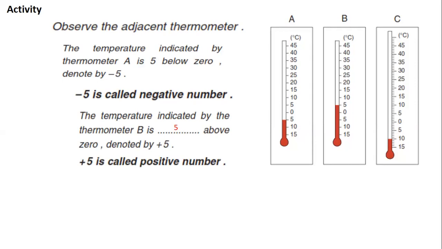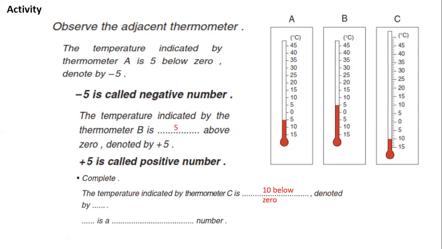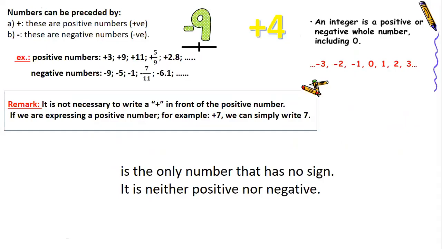Now let's look at thermometer C. In thermometer C, I want to ask Leia Dayekh. Yes, Leia. Leia, if you look at thermometer C, which is the last thermometer, can you tell me what is the indicated temperature in thermometer C? It is 10 below 0. Yes, so it is negative or positive? Negative. Thank you. So because it is 10 below 0, as Leia said, it is -10, and -10 is known as a negative number.